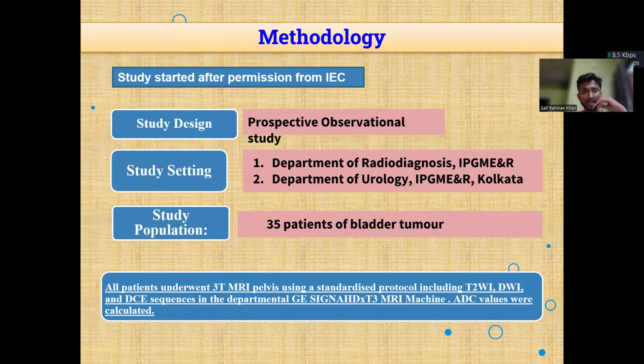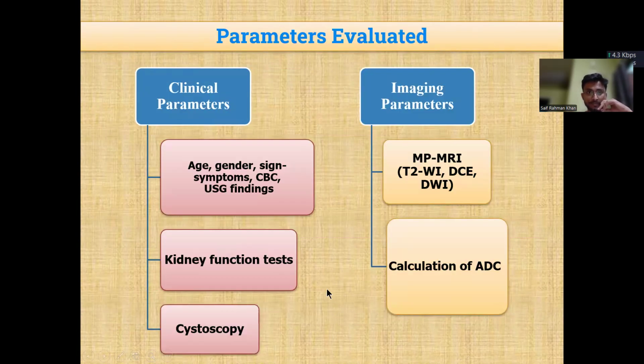The study was started after taking permission from the institutional ethics committee. We did a prospective observational study in collaboration with the Department of Urology. We had 35 patients of bladder tumor who underwent 3 Tesla MRI pelvis using the standardized protocol, which included T2 weighted imaging, DWI, and DCE sequences in the departmental GE Signa 3 Tesla MRI machine.